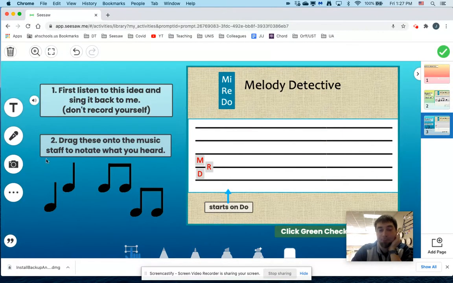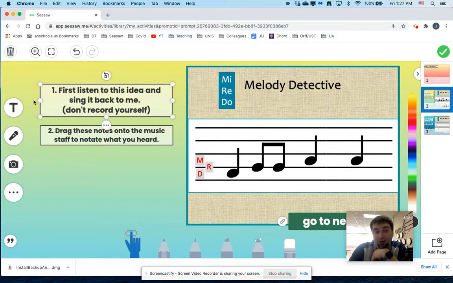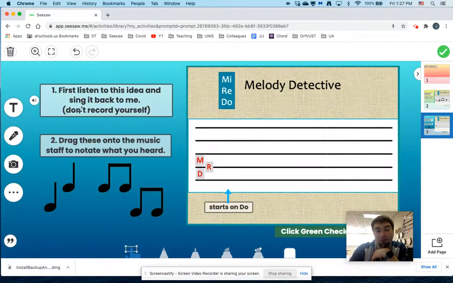Now, this one doesn't have the sound on there yet, but you are obviously not going to sing one. You are going to click here, listen to the sound, and then drag the notes for two separate patterns. So this one will be a different pattern. Notice the notes are a little bit different here.